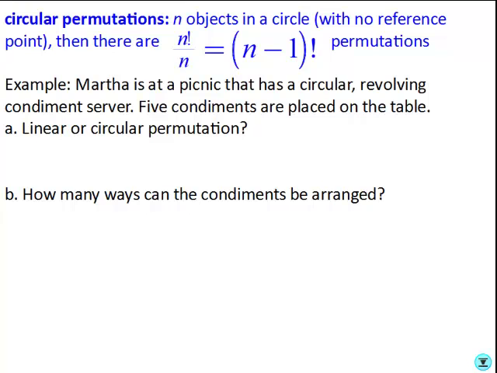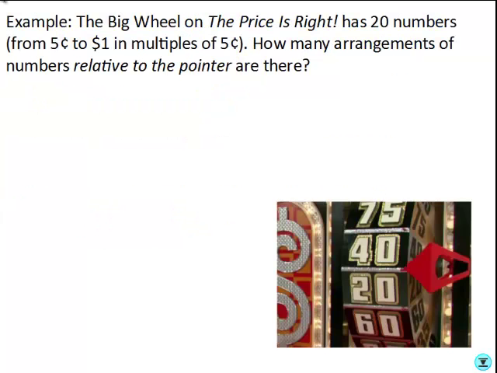So this is how we do circular permutations. Now, if there is a reference point, you just treat it like a linear permutation. Martha's at a picnic that has a circular revolving condiment server. 5 condiments are placed on the table. So this is circular. There's no reference point. We're going to treat it like a circular permutation. It says, how many ways can the condiments be arranged? Well, we're going to subtract 1 from 5. That leaves us with 4. And we're going to factorial that. So the answer is 24 different ways.